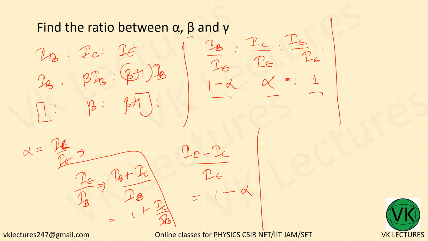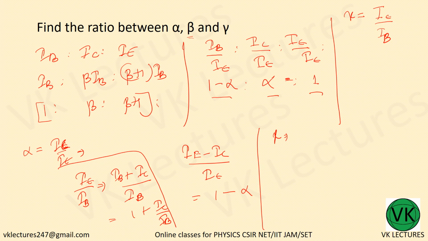Now again, in terms of gamma. In terms of gamma means, what is gamma? Gamma is nothing but IE divided by IC or IB. Gamma is in common collector, right? So common collector means IC will not come, IB will come. Common collector. IE by IB.